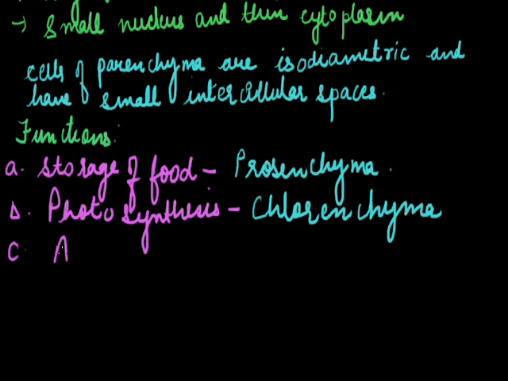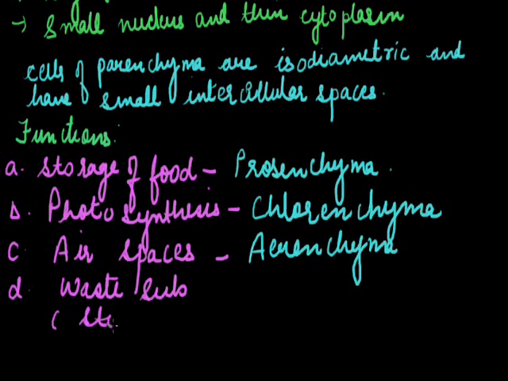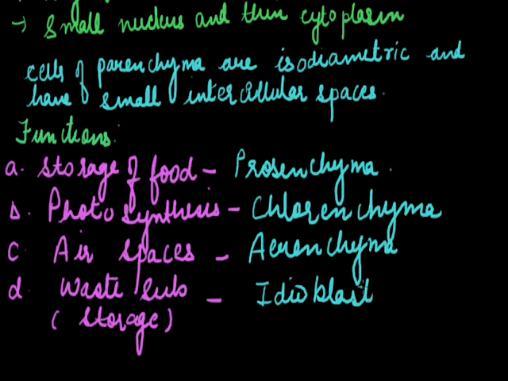If it has air spaces, as in the case of aquatic plants, then that parenchyma is called aerenchyma. And if it is storing waste substances, then it is referred to as idioblast. Now, these are the functions of parenchyma.